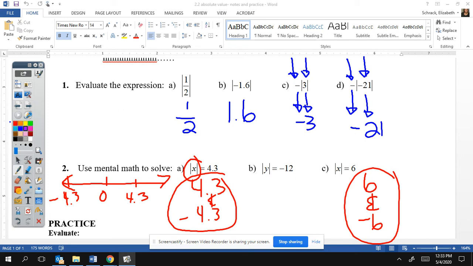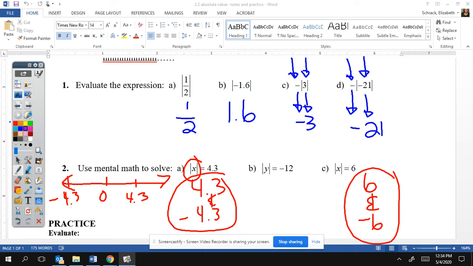The reason I skipped B is for the pure fact, if you go up to the top of your notes in number 2, you will see that the absolute value of a variable is always going to be positive. So in B, what number or numbers are -12 steps away from 0 on the number line? You might be inclined to answer -12, but it's actually not.